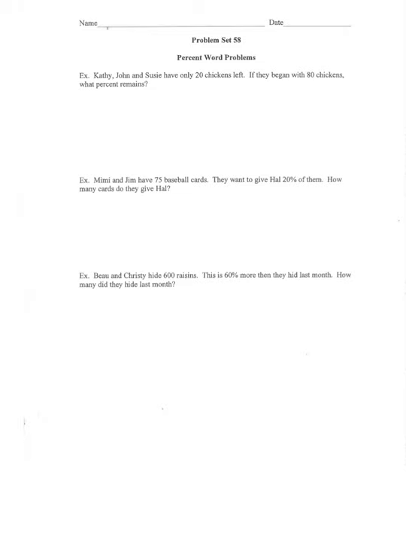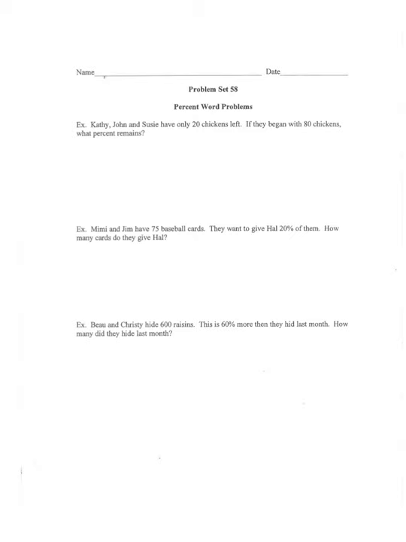Okay, so changing gears a little bit again, we have problem set 58, which is all about percent word problems. So we're going to go through these in a few different ways we can approach them. Here's the first. Kathy, John, and Susie have only 20 chickens left. If they began with 80 chickens, what percent remains?